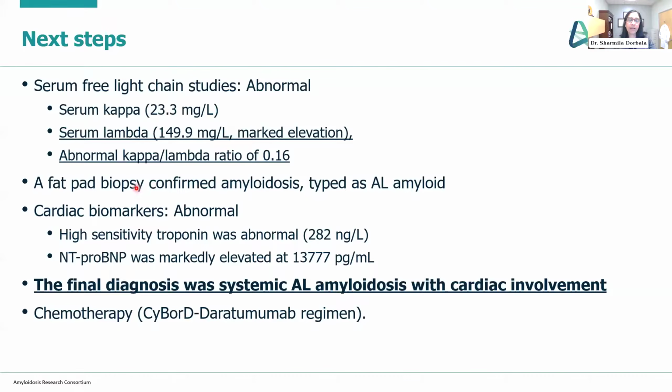So in this case, a fat pad biopsy was performed. It confirmed amyloidosis, and typing confirmed that this was AL amyloid. Cardiac biomarkers, again, abnormal, saying there's some cardiomyocyte injury. There's myocyte stretch, heart muscle cells are stretched out, so very, very abnormal. So final diagnosis in this case was systemic light chain amyloidosis with cardiac involvement. Patient received chemotherapy with Cybordi and daratumumab regimen.